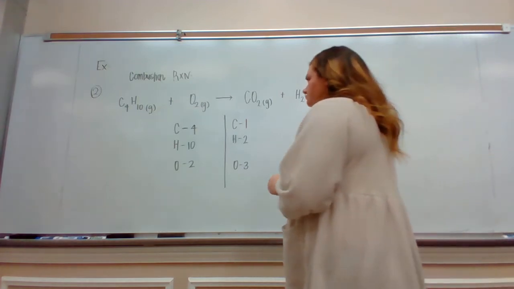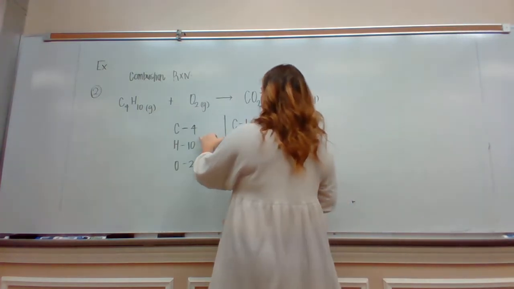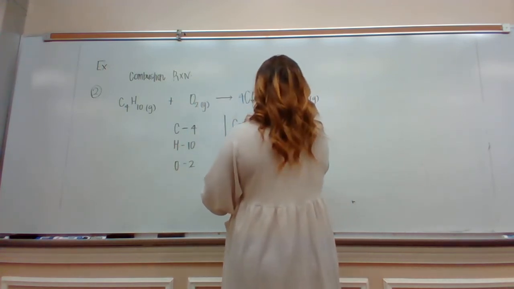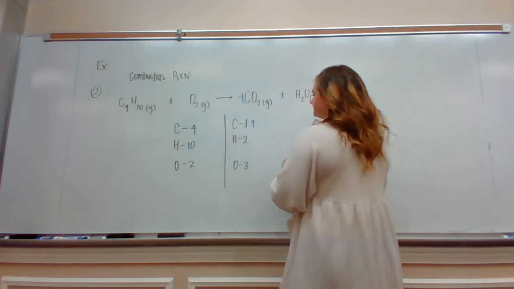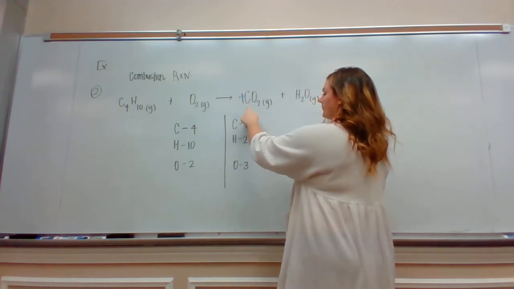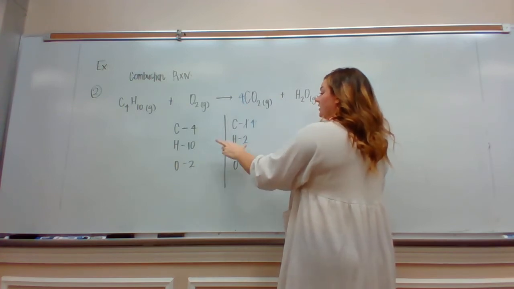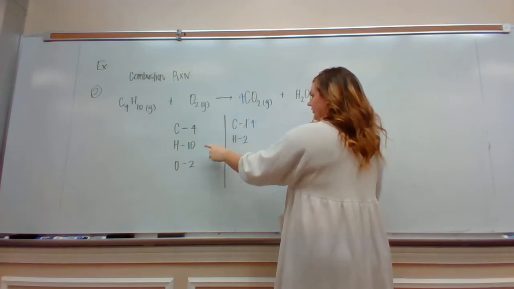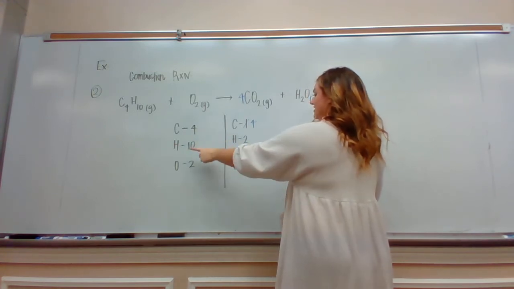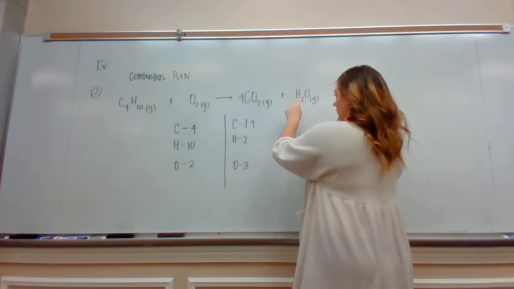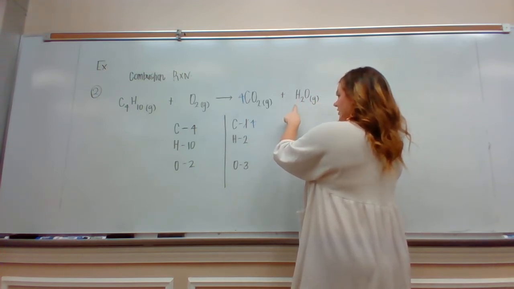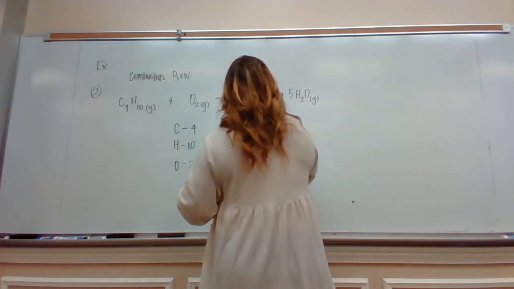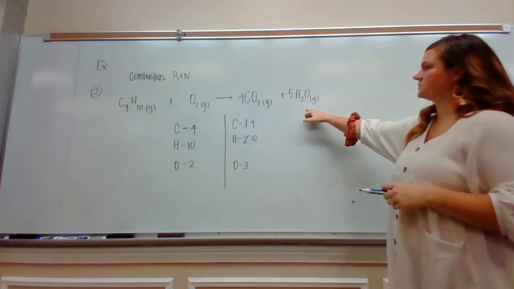So let's go ahead, take care of carbon. When I do that, I'm going to put a 4 in front of CO2 so that I get 4 carbon on the product side. Then before I recount my oxygens, I'm going to go ahead and take care of hydrogen. I have 10 on this side, 2 on this side. What coefficient needs to go here? Yes, 5. Now that gives me 10 hydrogen.